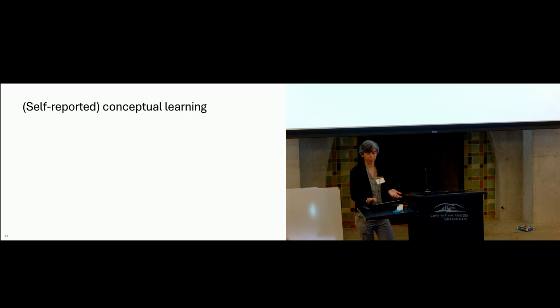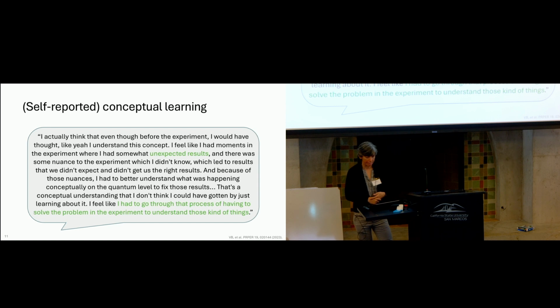So about conceptual learning, here's a quote from one student. I don't remember which specific experiment, but they said, "I actually think that even though before the experiment I would have thought, yeah, I understand this concept, I had moments in the experiment where I had somewhat unexpected results, and there was some nuance to the experiment which I didn't know, which led to results that we didn't expect and didn't get us the right results. And because of those nuances, I had to better understand what was happening conceptually on the quantum level to fix those results.